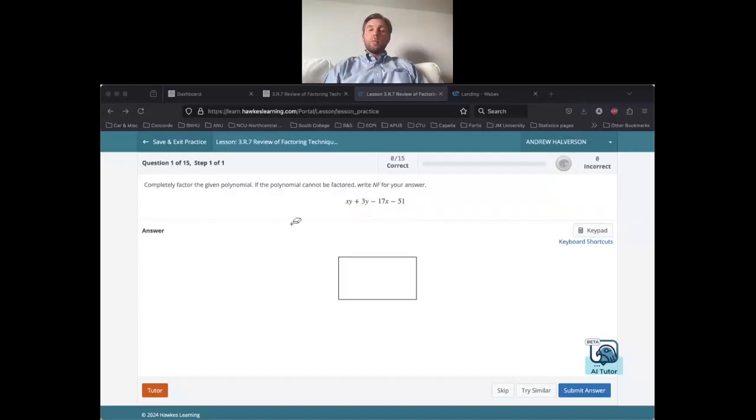And so how do we do the grouping method? Just a quick refresher. We're going to group the first two terms together and group the last two terms together. In this particular problem, is there anything I have to watch out for whenever I do my grouping? What would you all say, particularly with this problem here? The minus sign in the middle.